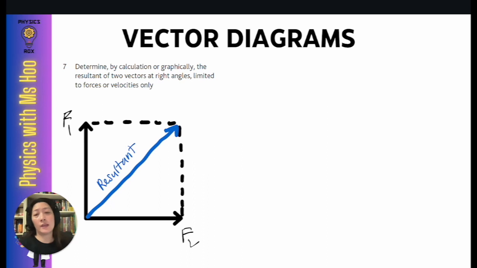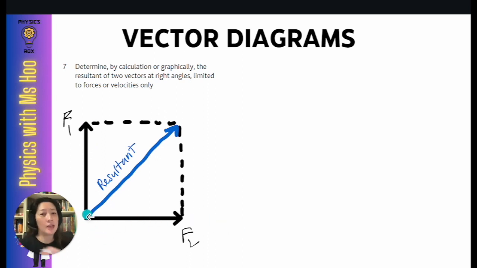So whether you're solving this for velocities or forces, this is how you solve it. If you were drawing this graphically, you would have to draw this to scale. That means the force lines of F1 and F2 must be drawn to scale. For example, if the scale was 1 cm to 1 Newton, you would measure out with your ruler the lengths of those forces using that scale.